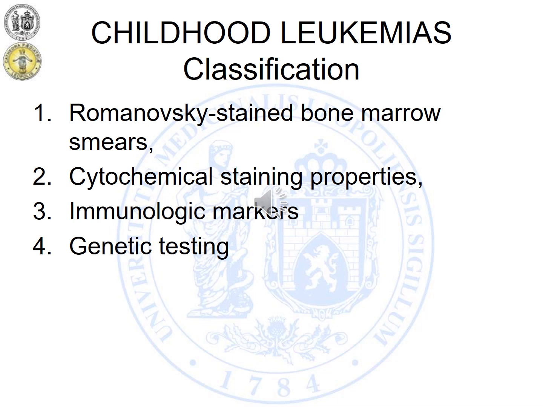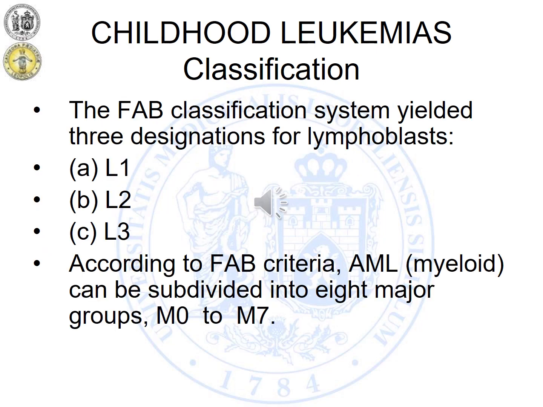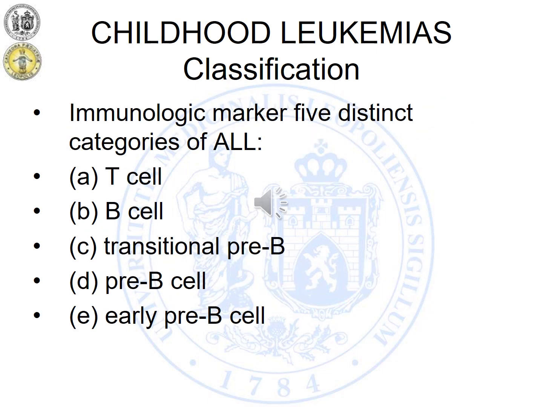Leukemias can be classified according to their morphological characteristics, according to Romanovsky stained bone marrow smears, cytochemical staining properties, immunologic markers, and genetic features. The French-American-British classification system yielded 3 designations for lymphoblasts: L1, L2, and L3. According to FAB criteria, myeloid leukemia can be subdivided into 8 major subtypes from M0 through M7. Further, immunological markers can distinguish categories of acute leukemia: T cell, B cell, transitional pre-B cell, early pre-B cell.